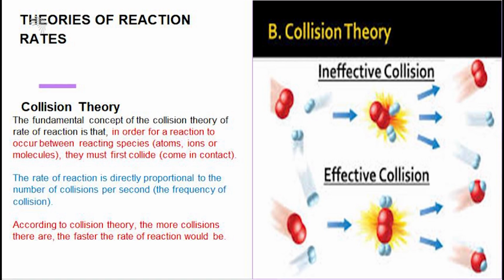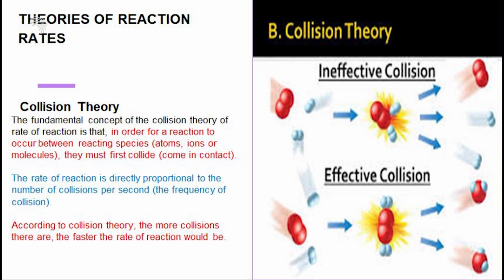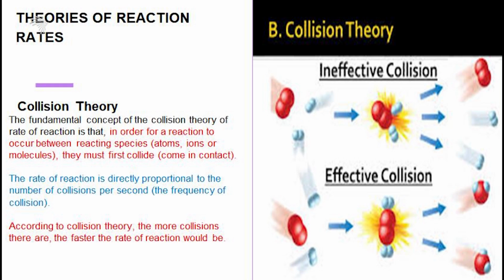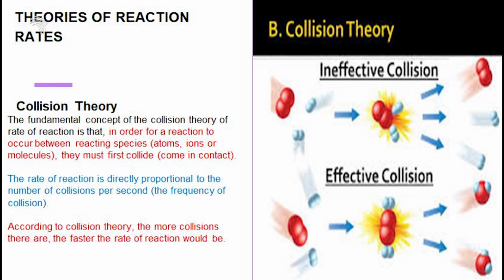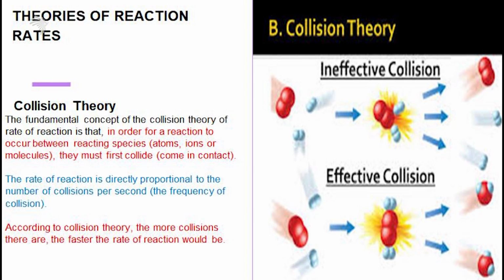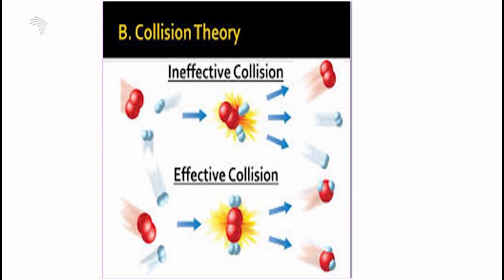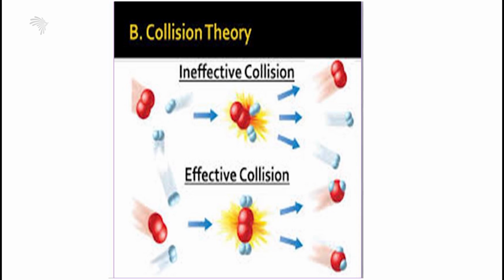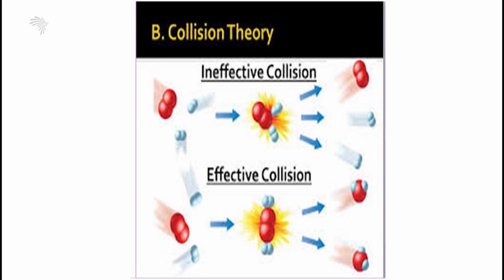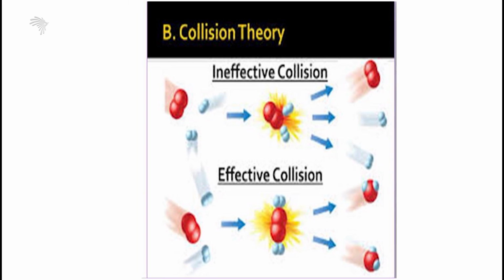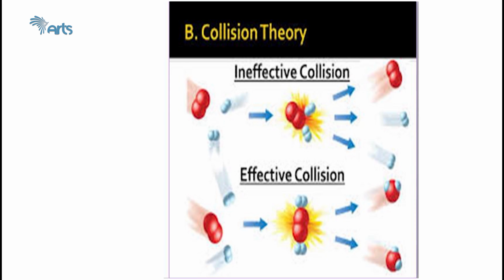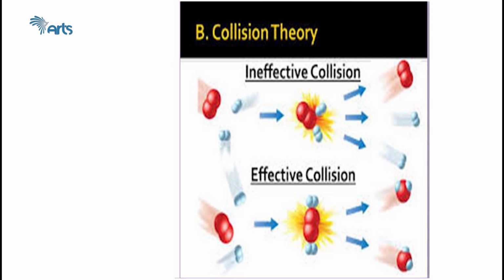But if the collisions between the atoms or ions or molecules of those reactants do not ultimately produce the desired substance, then we immediately say that that collision is an ineffective collision. So bear in mind, as far as collision theory is concerned, this theory has two important terminologies. The first is an effective collision, and the second is an ineffective collision. That is the major distinction between effective and ineffective collisions.